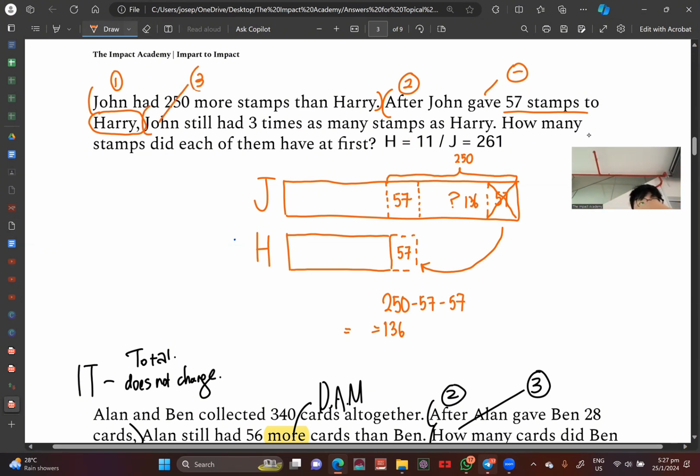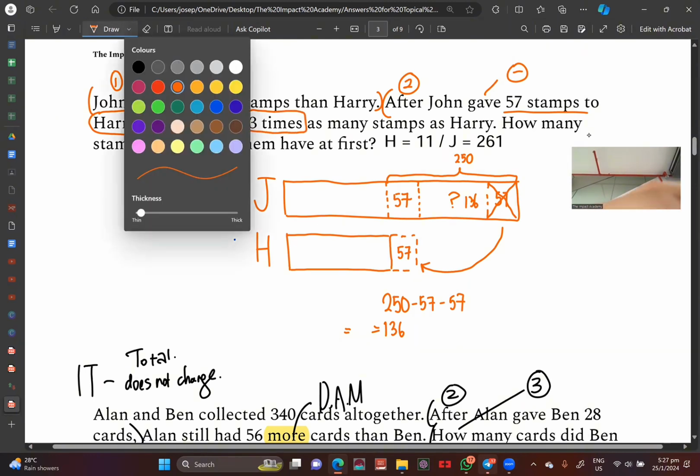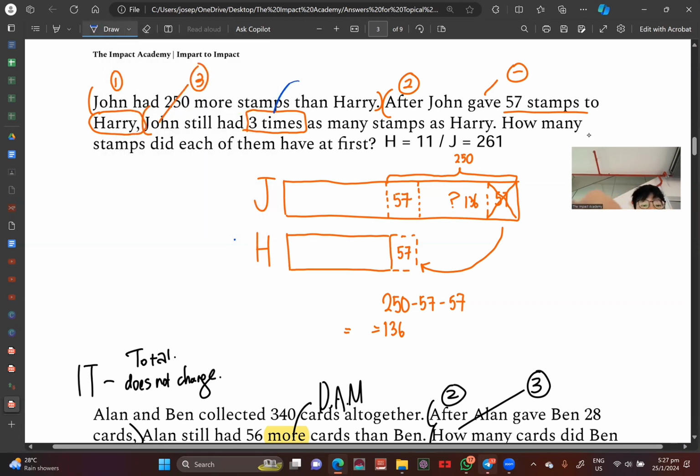Sentence number 3. John still had 3 times. 3 times basically means how many units? 3 units. Who had 3 units? John. So John had 3 units. So we are just going to go all the way. You must understand that it stops here because this is already gone. Agree so far? So we say that this is 3 units.